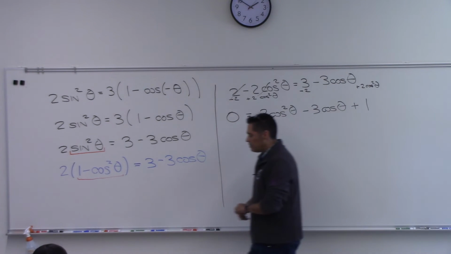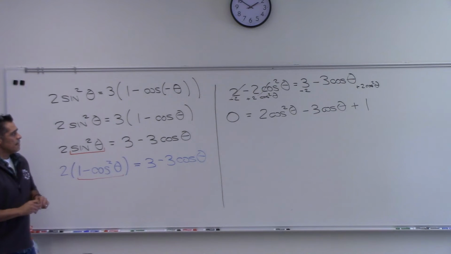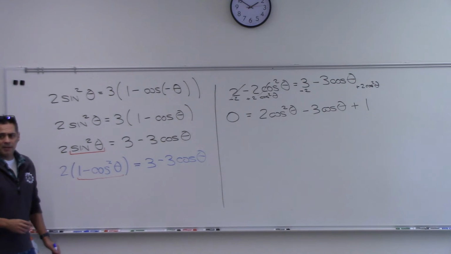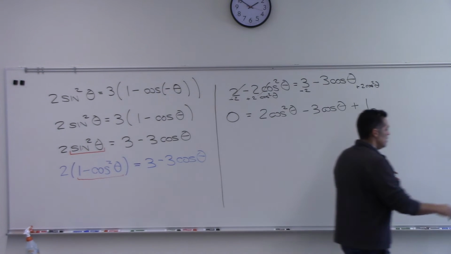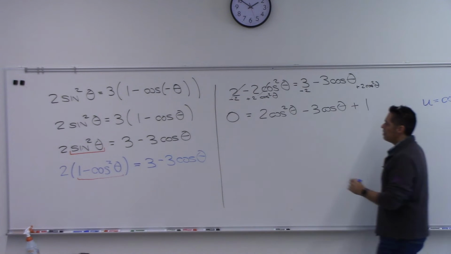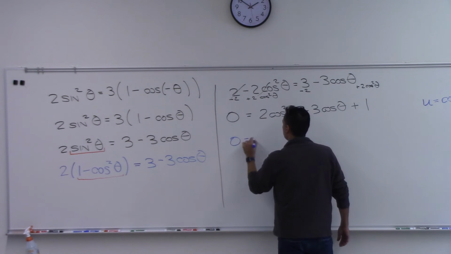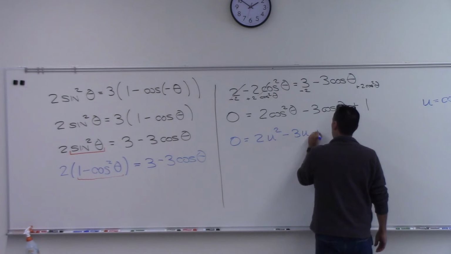You ready to make a substitution so we can get it to a quadratic? What substitution should I make? U is cosine. Yeah, U is cosine theta, right? Then this now becomes 0 equals 2u squared minus 3u plus 1.